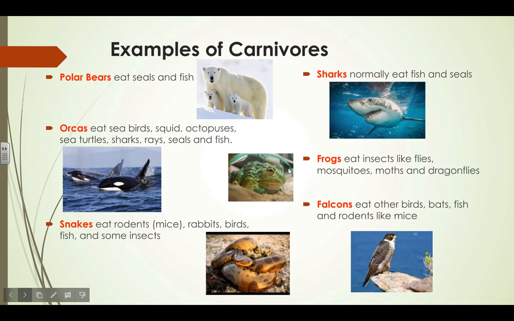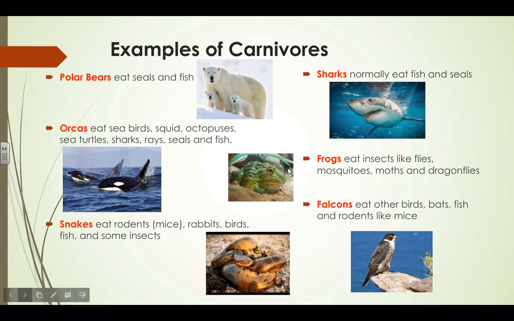So examples of carnivores are polar bears, Miss K's favorite. Okay, they eat seals and they sometimes eat fish, right? And they don't eat anything else because there really isn't anything else for them to find because they live in the Arctic. So there's not a whole bunch of plants and things like that. So they just eat meat. Okay.